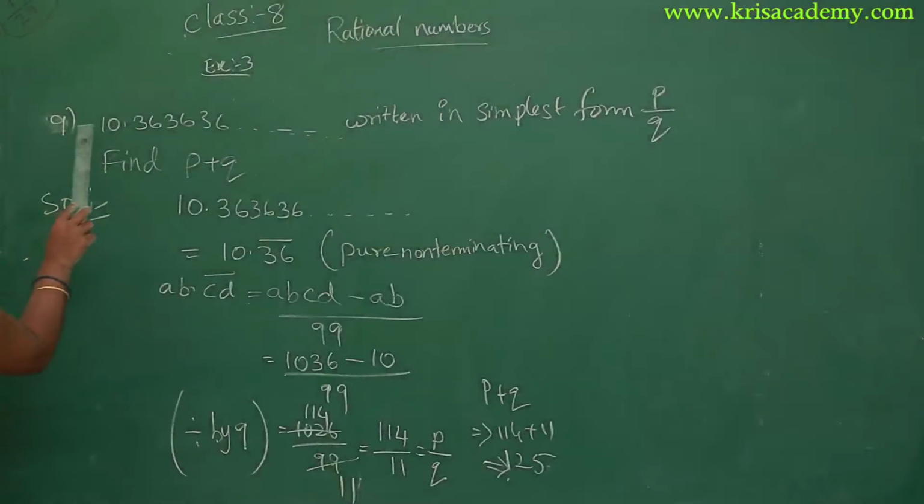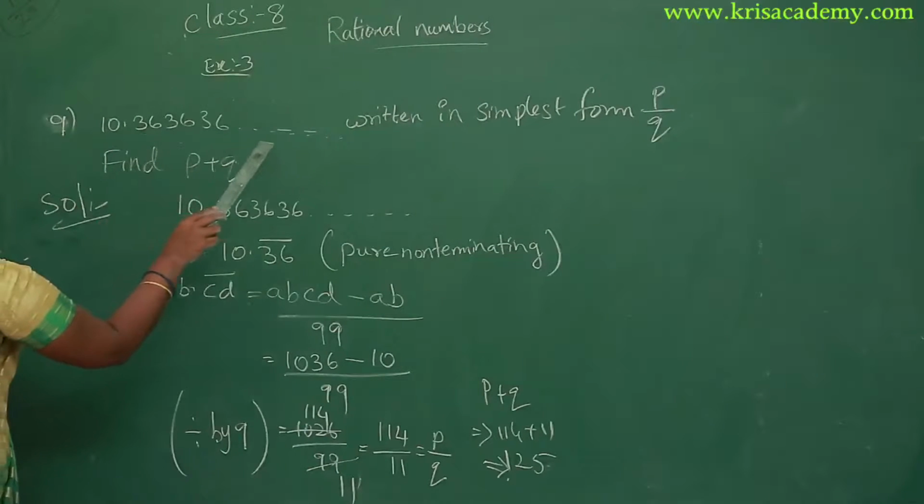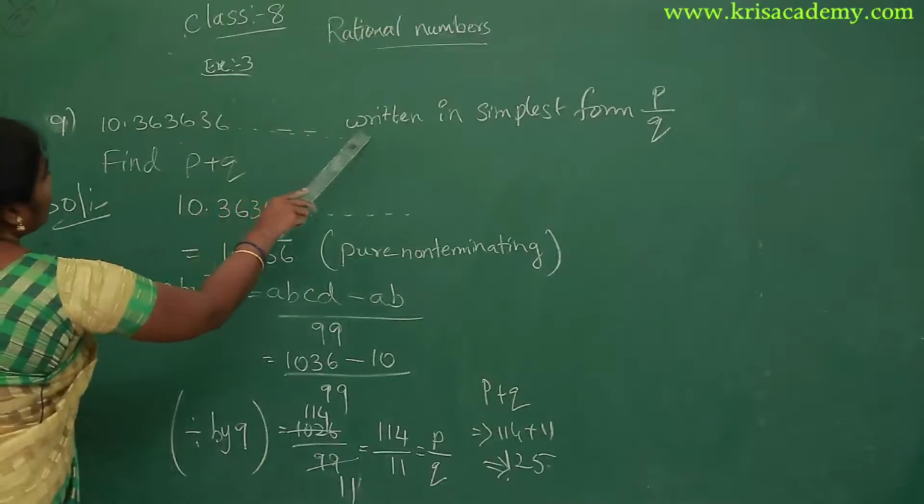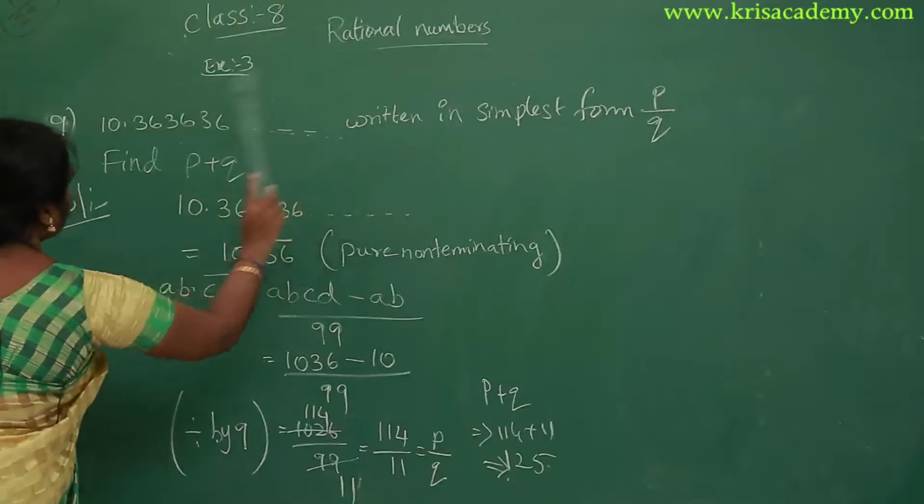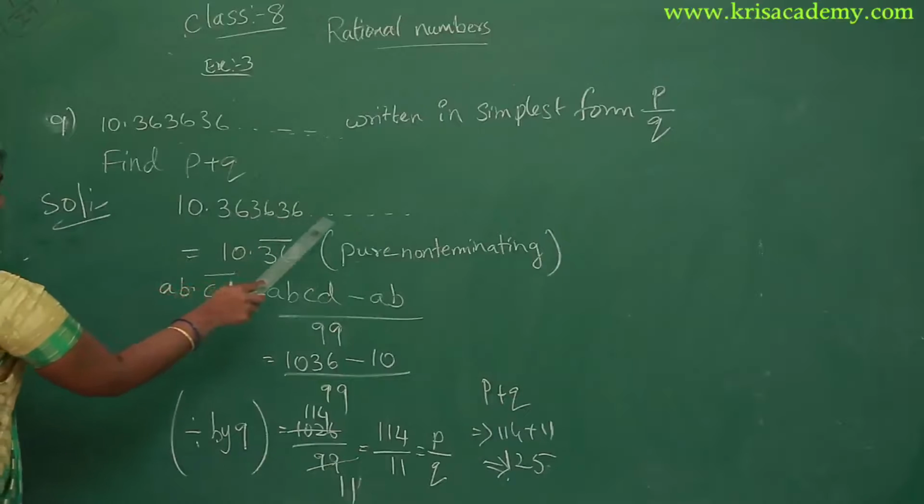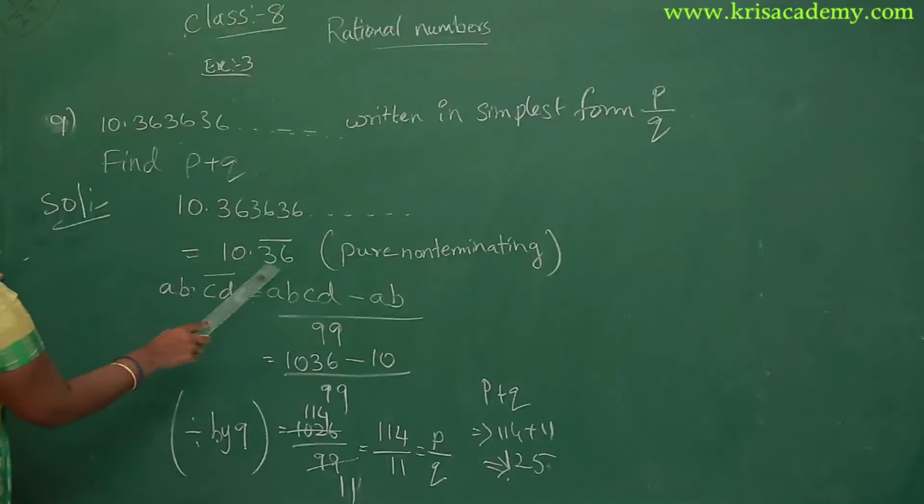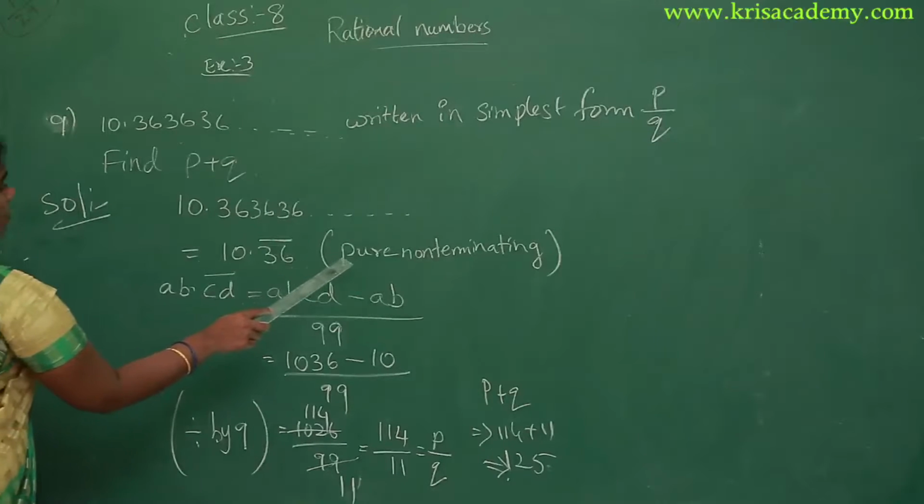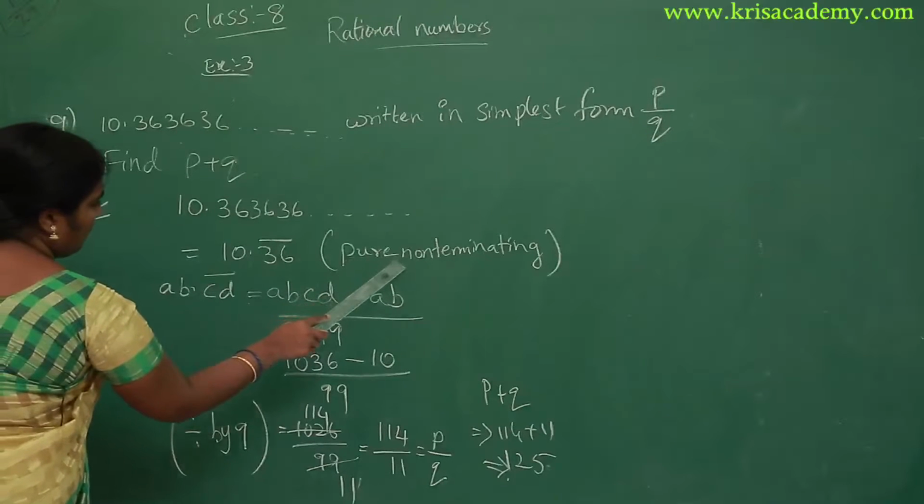So the ninth problem is 10.363636 so on. We should write it in the simplest form p by q and we have to find p plus q. Now comes to the solution. 10.3636 so on. We write it as 10.36 bar. After decimal both the values are repeating. So it is known as pure non-terminating.